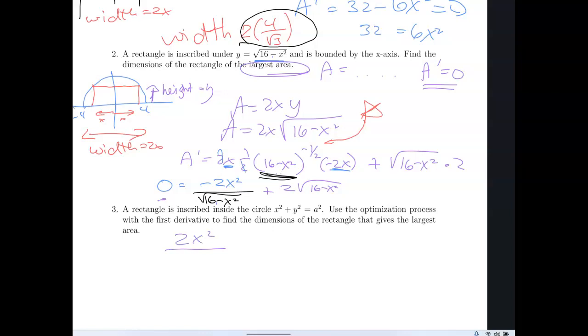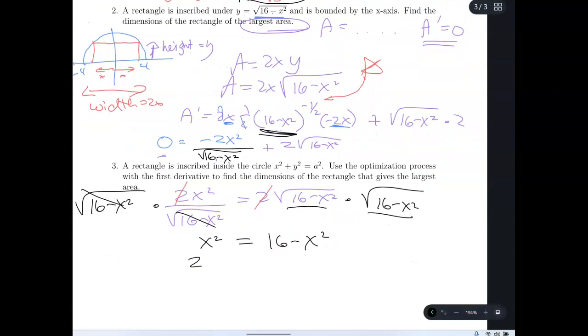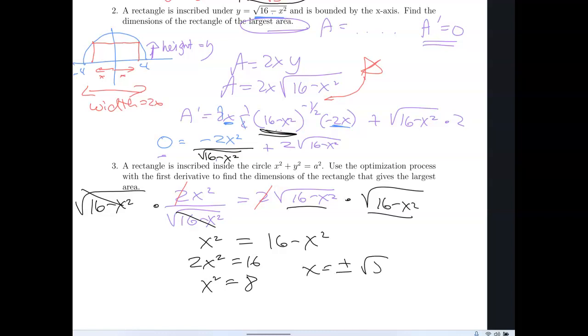So I get 2x squared over square root of 16 minus x squared is equal to 2 times square root of 16 minus x squared. So I see I can cancel the 2's. And then I'm going to multiply both sides by the square root of 16 minus x squared. So these cancel. So I'm left with x squared equals, and when you multiply these two, you get 16 minus x squared. All right, let's solve for the x. So I get 2x squared is 16, x squared is 8, and so then I get x is equal to plus or minus root 8.